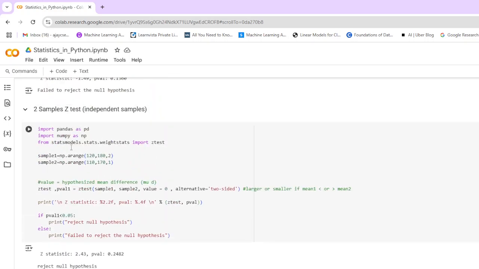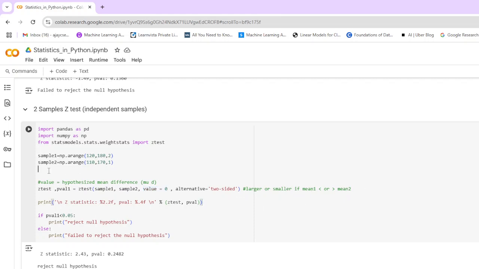For this we use the Z test, passing in two samples and a value equal to 0. The value is the difference between the two means. So here we have sample 1 and sample 2 and the difference between those means. We are going to consider the difference of the two means equal to 0. That means we want to check if the two samples are similar to each other. We can use a two-sided alternative, or we can also use larger or smaller if you want to check if mean 1 is less than mean 2, or larger if mean 1 is more than mean 2.